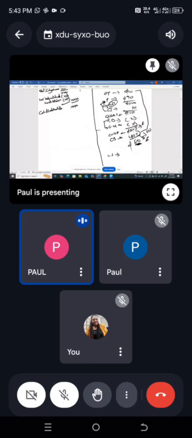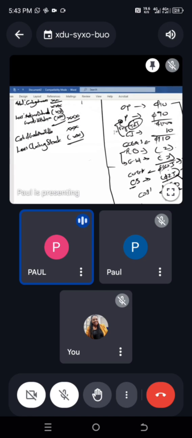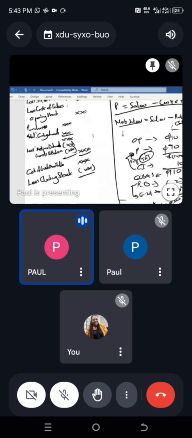That's the closing stock. So when we subtract what we have now from what we already had, what we get is what we've sold. That's the cost of sales. So to get the cost of sales, we have to subtract the closing stock, and when we subtract it, that will give us what we call the cost of sales.